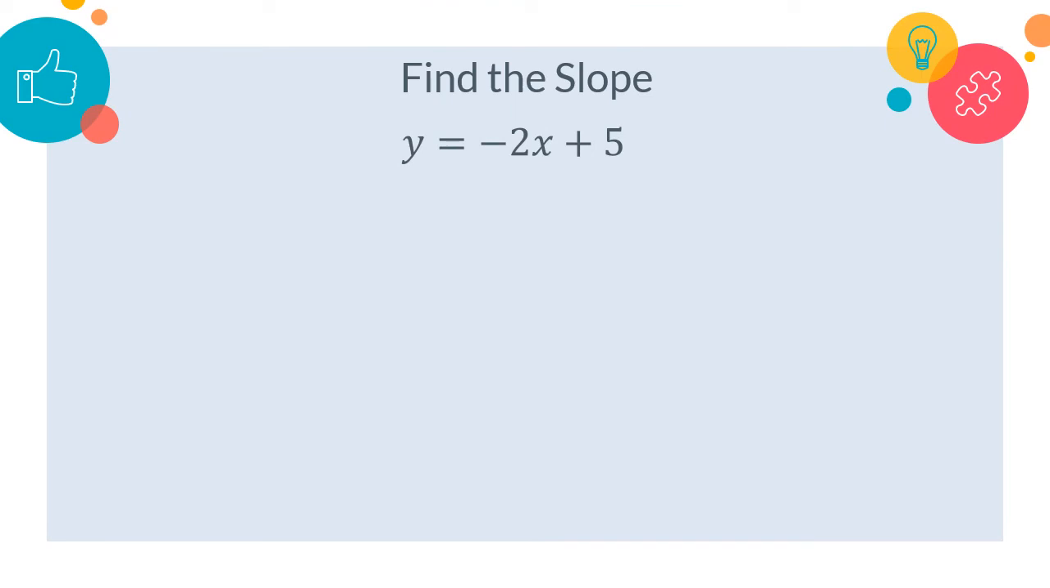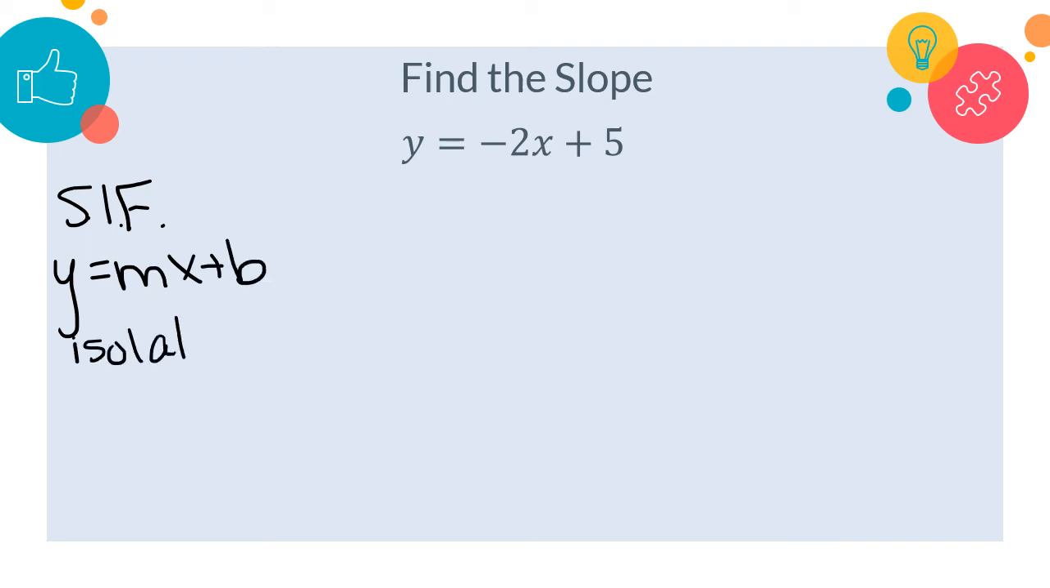All right, the last thing we're going to look at is finding the slope from an equation. So our goal here is to look at it, in this case, from slope-intercept form. Remember SIF, which is y equals mx plus b. Meaning we need to always isolate y, and we're looking for the number in front of x, okay? Because m is always in front of my x value.